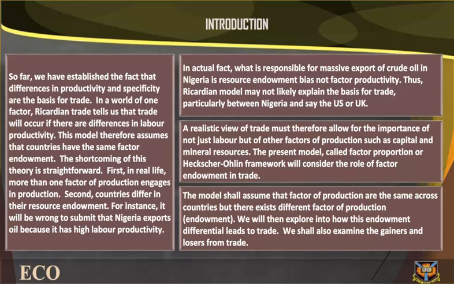A realistic view of trade must therefore allow for the importance of not just labor but of other factors of production such as capital and mineral resources. The present model, called factor proportion or Heckscher-Ohlin framework, will consider the role of factor endowment in trade. The model shall assume that factors of production are the same across countries, but there exist different factor endowments. We will then explore how this endowment differential leads to trade. We shall also examine the gainers and losers from trade.